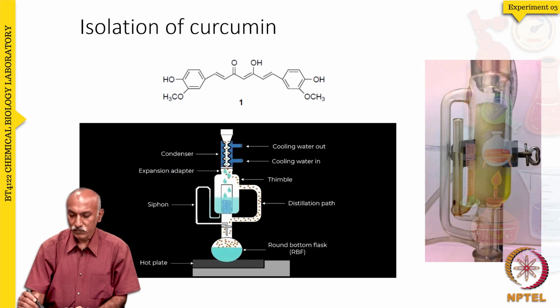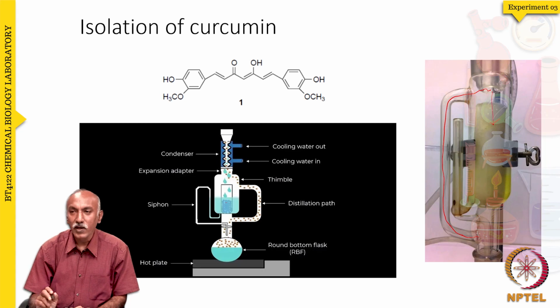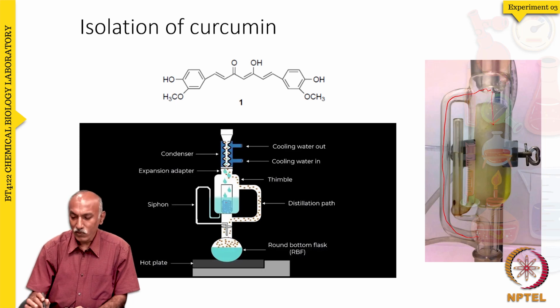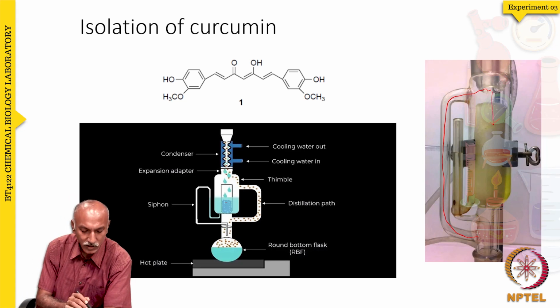You can see this tube very clearly. This is the tube from which the solvent evaporates, goes up, gets condensed, and comes down to the particular chamber. You pack the turmeric powder and keep it here, and it gets extracted. The solvent slowly accumulates, and the bottom flask keeps on depleting the solvent after some time.